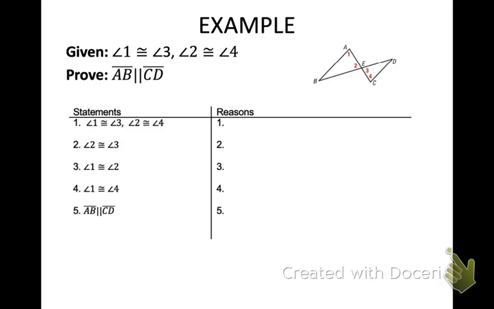So the nice thing about these proofs is that they're pretty quick. Not a whole lot of steps. But you just need to make sure that you can see what's happening. So, line 1, always you're given. Now, look at angle 2 and angle 3 up there. They are vertical. Are vertical angles congruent? Yes. So now what will be my if-then statement for line 2? If vertical angles, then congruent. Good.